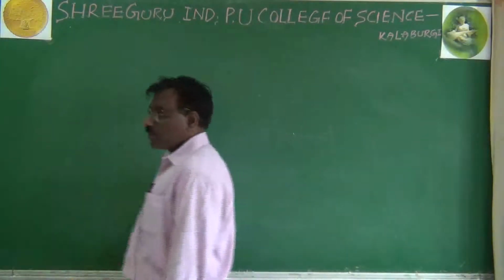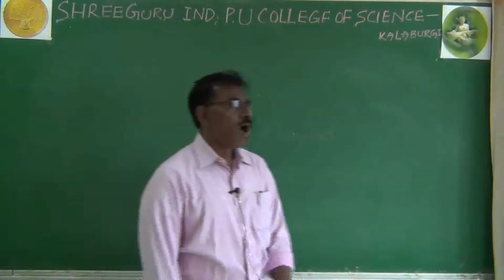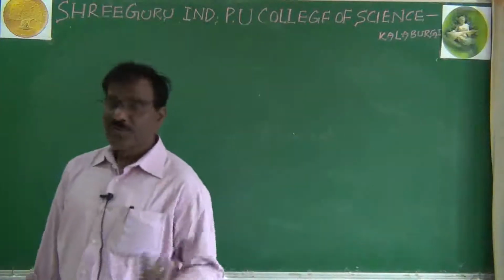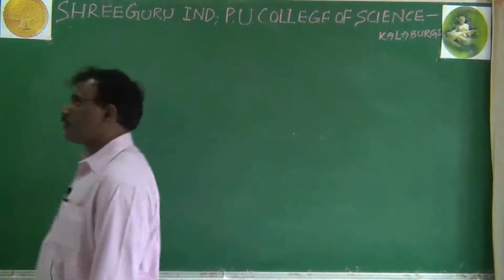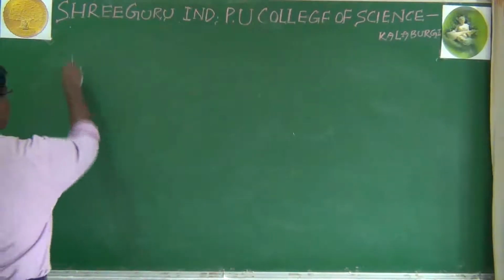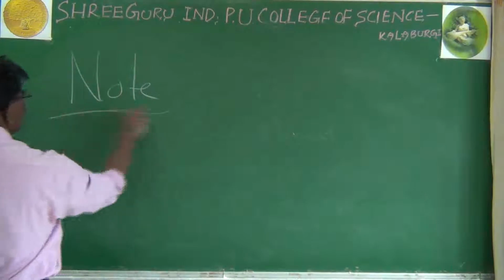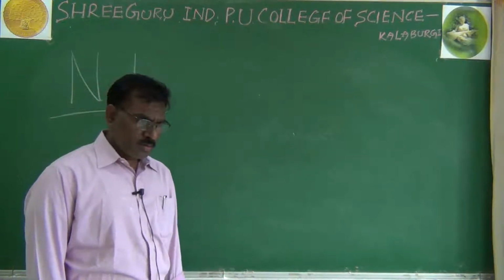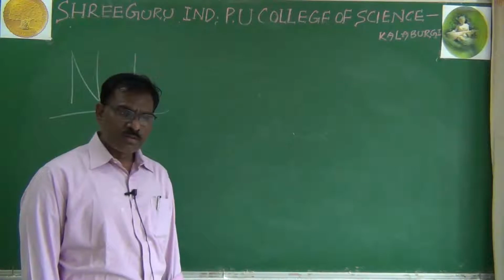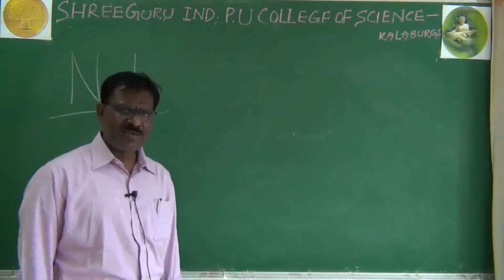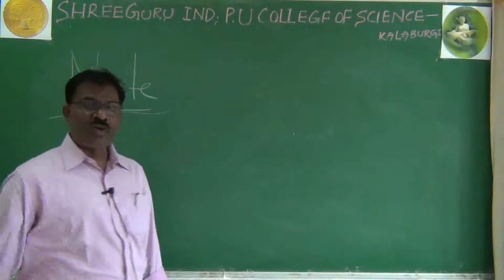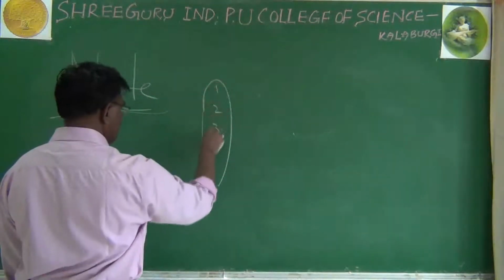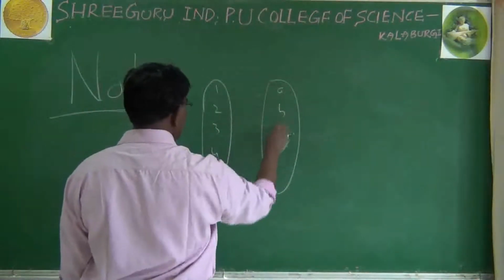So today, what are the types of functions I explained? One-one, onto, both one-one and onto, many-one function, and into function. Around 5 definitions I explained. Note: onto means what? All the elements of codomain are images. That is called onto. In onto, suppose for example, this is 1, 2, 3, 4, 5 and this is A, B, C, D, E.